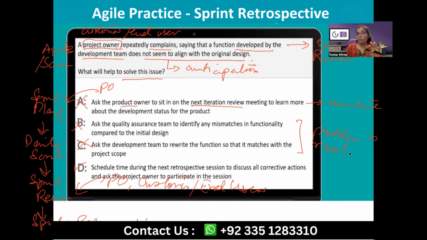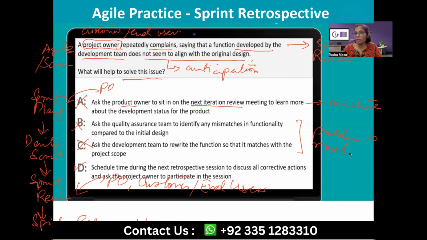It's not an anticipation. As a development team, you have agreed that whatever the product owner is saying is correct, which, as per the language of the question, is not the case. It may or may not be, right? As per him it doesn't seem to align, but maybe as per you, it's working as expected, and it's just the perception and the understanding.